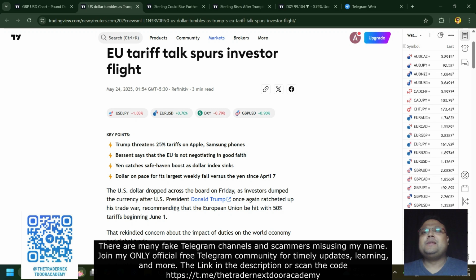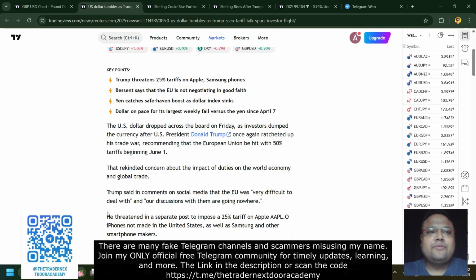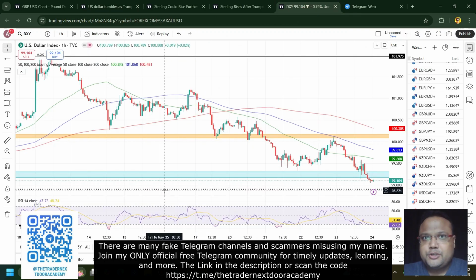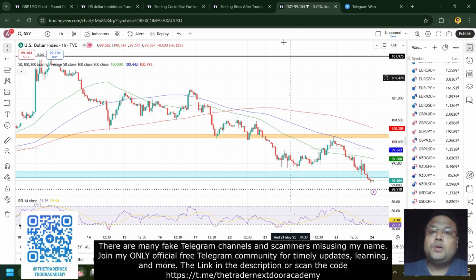So, Donald Trump. No words. Still the market is facing the trade war threat, because of which the dollar index is under pressure. Donald Trump has recently threatened the European Union with 50% tariffs, and this is the reason why DXY is under pressure. If the market sentiment doesn't change, then we can expect the selling pressure to continue on DXY.